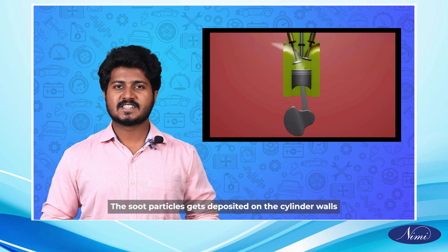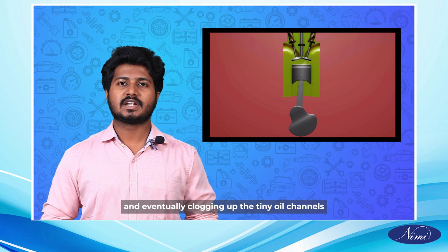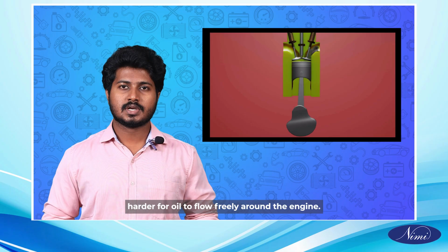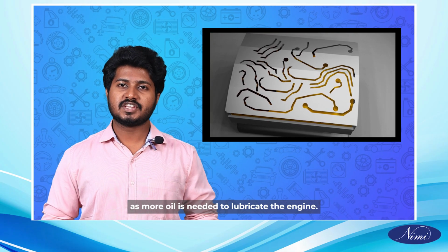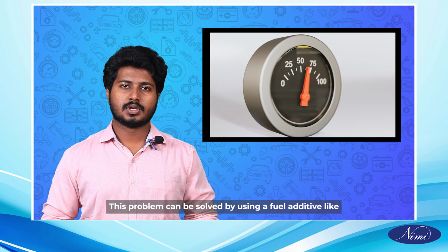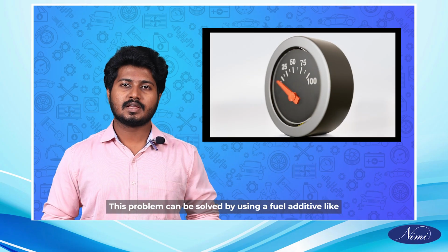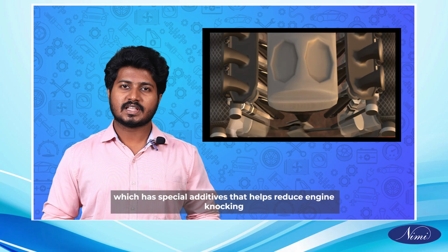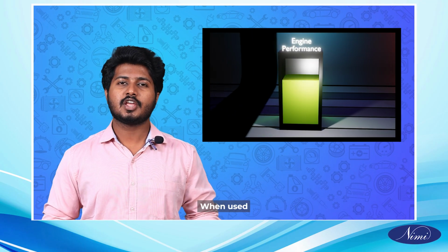The soot particles get deposited on the cylinder walls, eventually clogging up the tiny oil channels there, making it harder for oil to flow freely around the engine. This leads to higher oil consumption as more oil is needed to lubricate the engine. This problem can be solved by using a fuel additive like STIR+, which has special additives that help reduce engine knocking and increase engine performance when used.